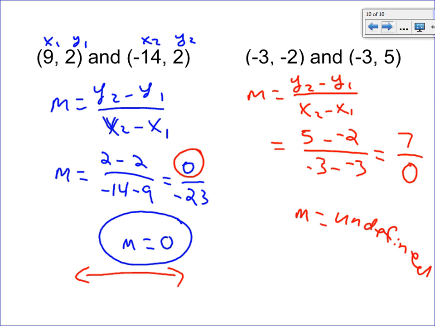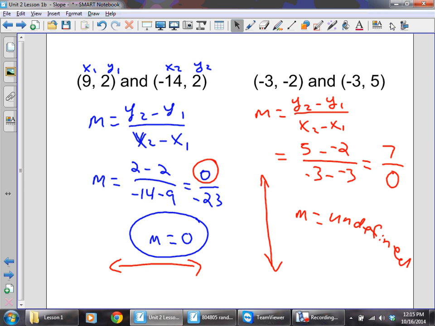So if you want to, try it on your calculator at home. Do 7 divided by 0 and see what it tells you. And an undefined line, we know on a graph, is a vertical line going straight up and down. So that's all you need to know when you're calculating the slope given 2 points on the line.